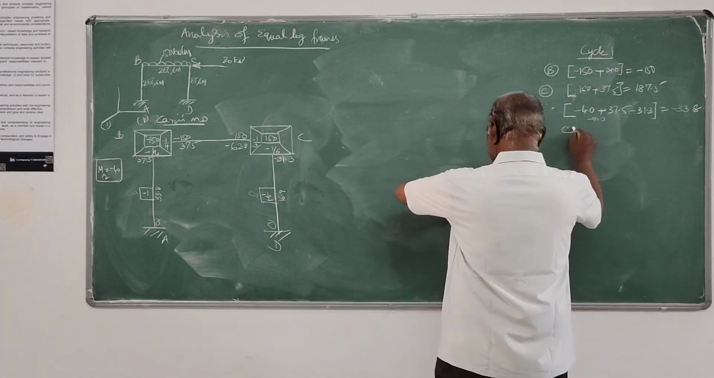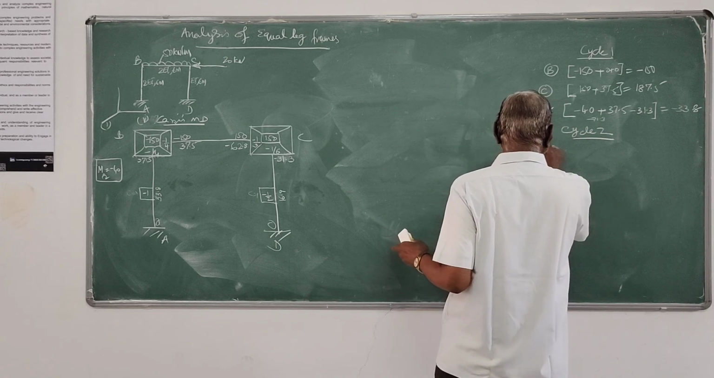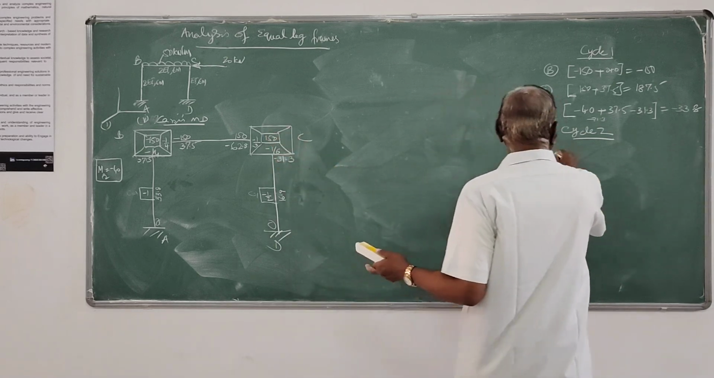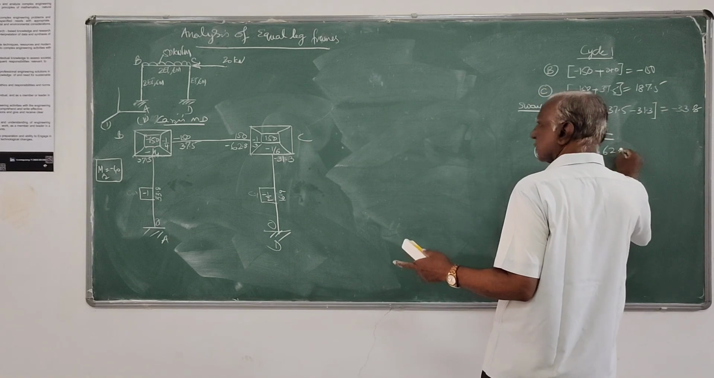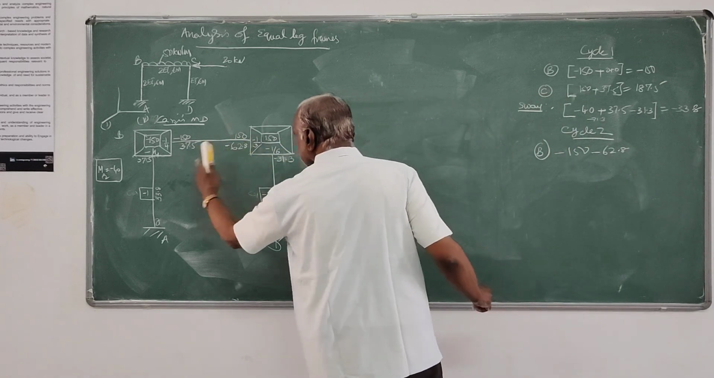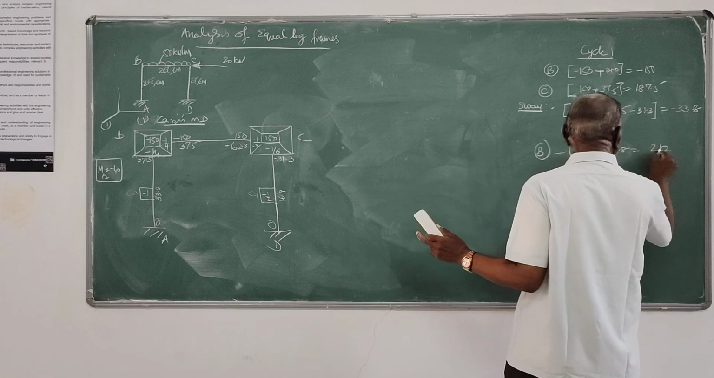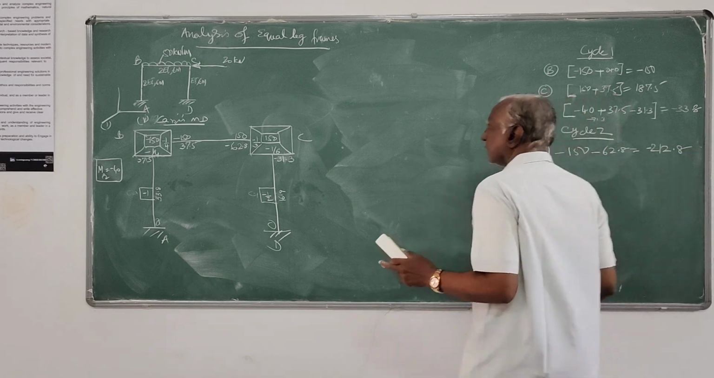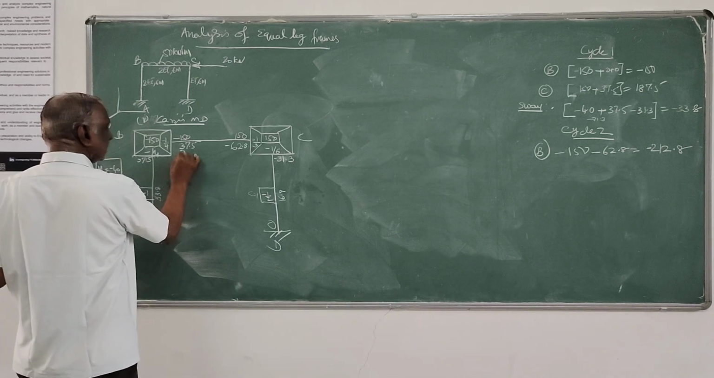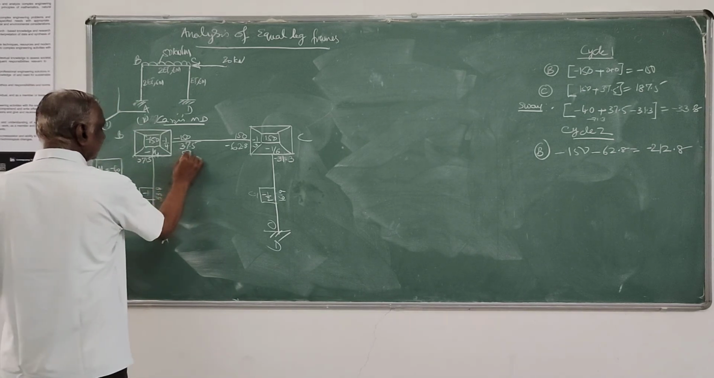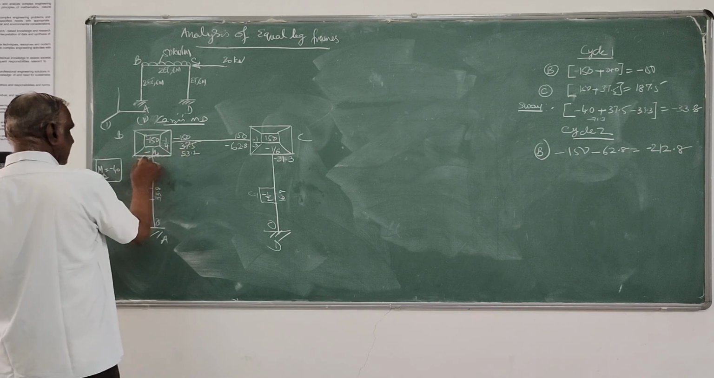Next go to cycle 2, on the same lines. Joint B, repeat it: minus 150 plus A contribution minus 62.8. Here it is 0. It is just minus 212.8. That into minus 1 by 4 gives 53.2. Here also 53.2.